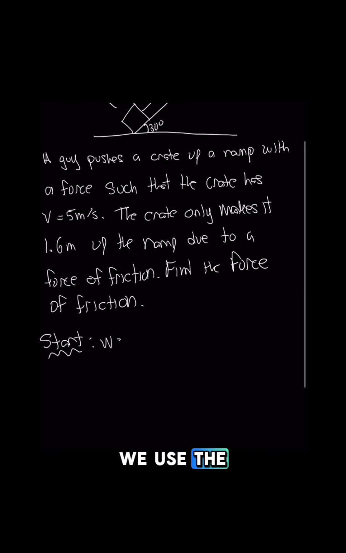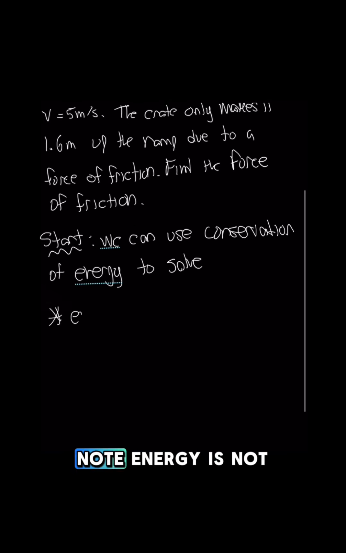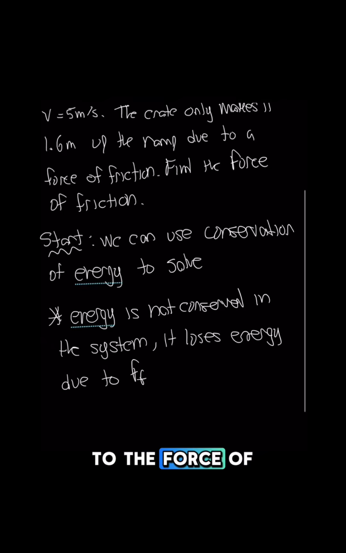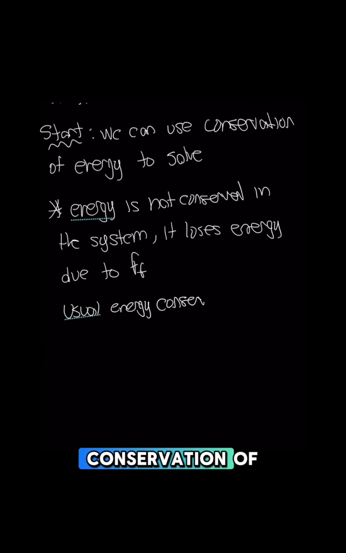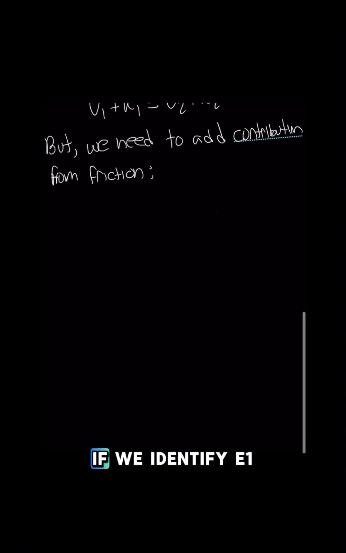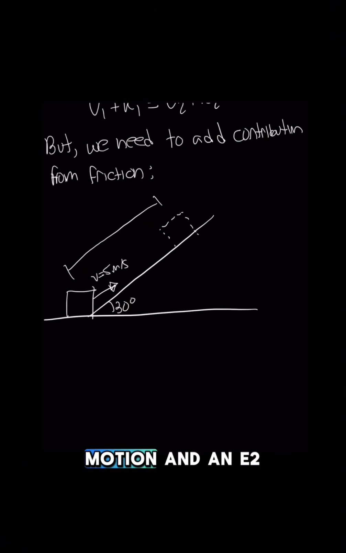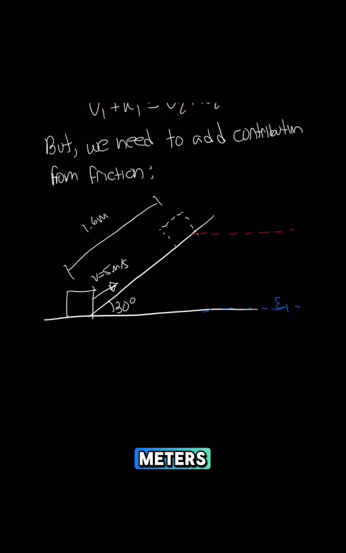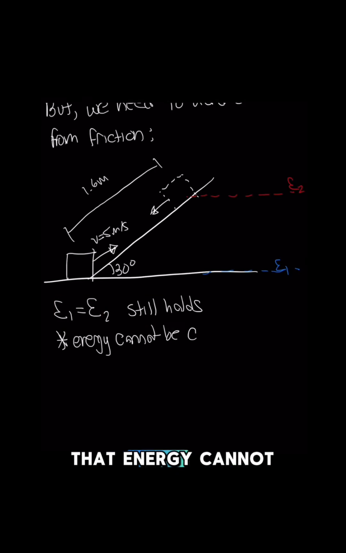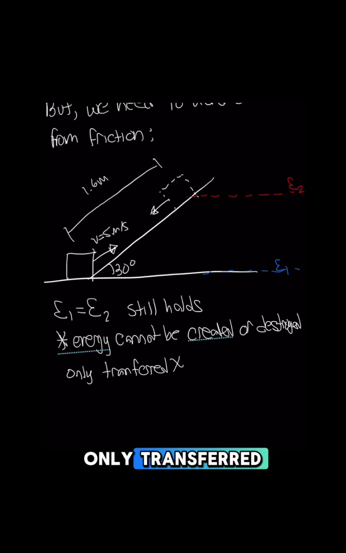To start, we can use the conservation of energy to solve. Note, energy is not totally conserved in the system. It loses energy due to the force of friction. So the usual conservation of energy equation is given here, but we need to add the contribution from friction. If we identify E1 at the bottom of the motion and then E2 at 1.6 meters, E1 equals E2 is still going to hold from the fundamental property that energy cannot be created or destroyed, only transferred.